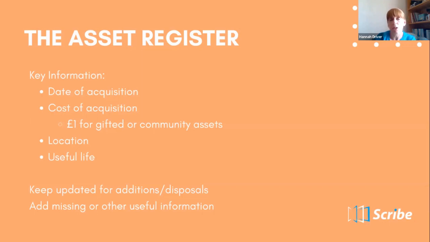Also useful to know the location, particularly if you've got a lot of assets of a similar nature, so a lot of benches, bins, lights, etc. It's useful to see where they are. And then their useful life, because if you can start to think about when we might need to replace those assets, have we thought about the budget? Is that going to have a bearing on some of our budget requirements when we come to set it?